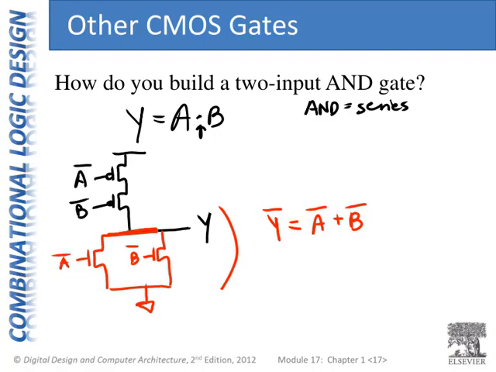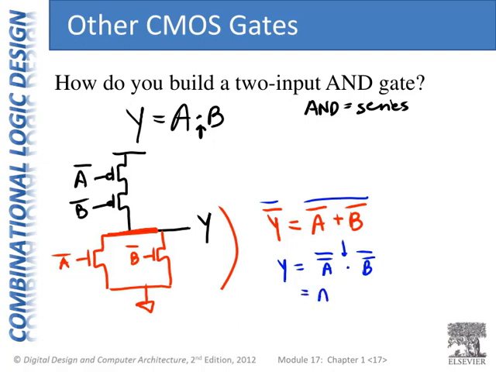Doesn't really look like an AND gate yet, but if we take the complement of both sides, we're going to get involution. Y equals, well, that OR turns into an AND. We bring down the terms, and then we complement each term.